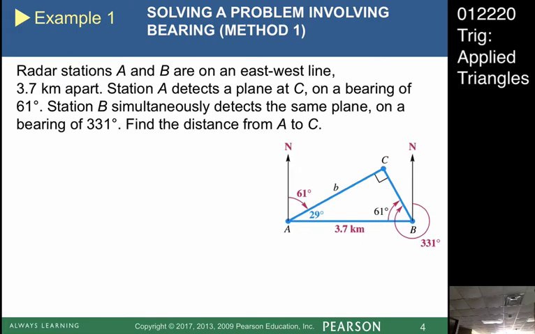So now what do we do? We want to know what B is. We're looking for the distance from A to C. What is the distance from A to C? Does anyone want to take a stab at it? Sure. Should I do it?